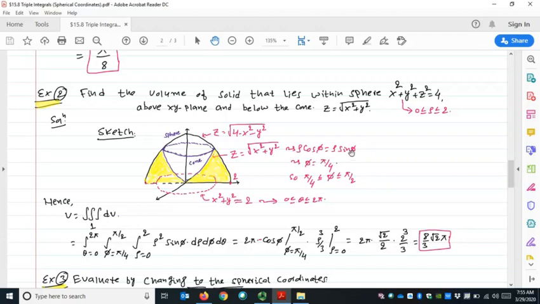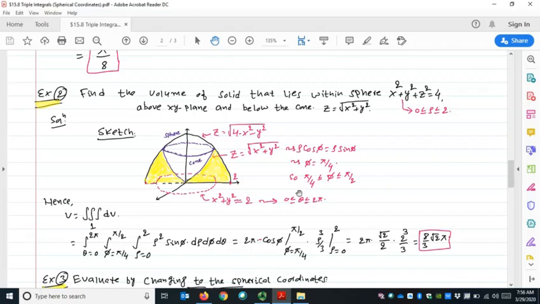Divide sine phi by cosine phi, which is tan phi. Tan phi equals 1. You can cancel rho, so phi is pi over 4. So that means this angle is pi over 4, but I am interested in this angle, which means phi ranges from pi over 4 to pi over 2. So now we found the phi limits.